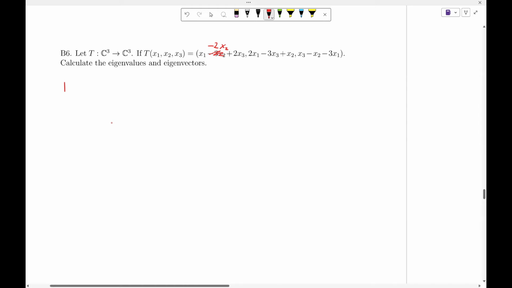So the first thing that we're going to do is we're going to figure out what the matrix representation of this expression is using the standard basis. The reason why we do this is because it's much easier to calculate the eigenvalues of a matrix. So this gives us 1, 2, -1, -2, 1, -1, 2, -3, 1.